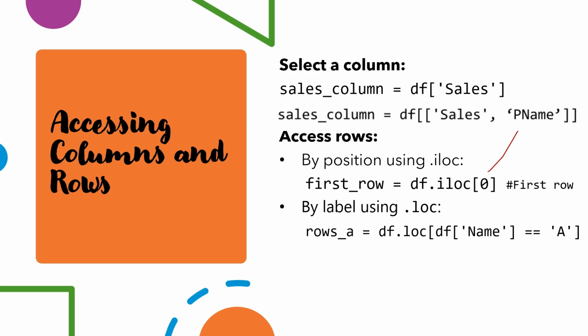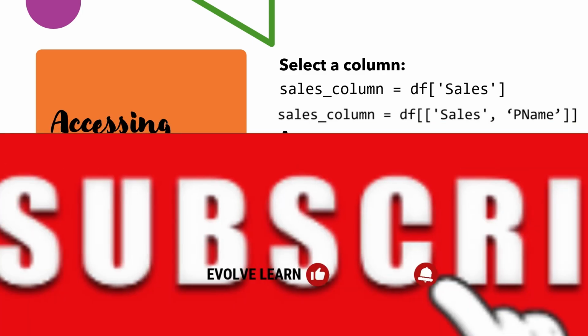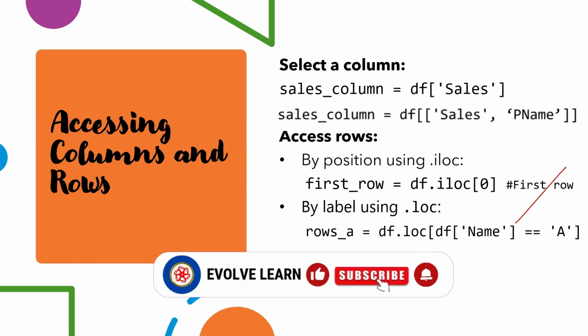This is the syntax for iloc, which accesses the first row, and it is used when you need to access data by specific positions like in a list. This is the syntax for loc. This is used when you need to access data by specific labels like in a dictionary. I hope this gives you the basic difference and when to use them.